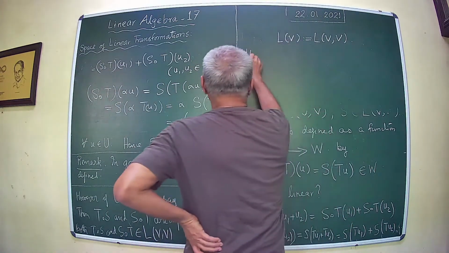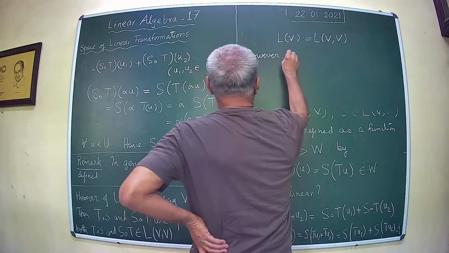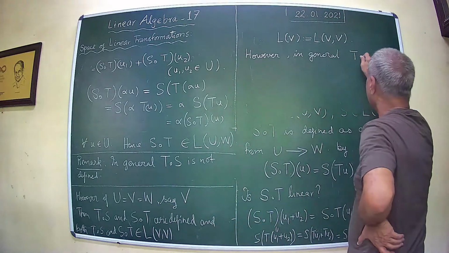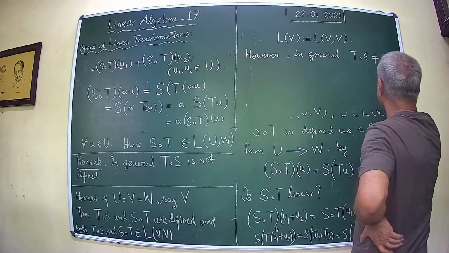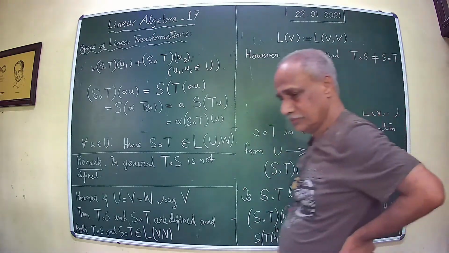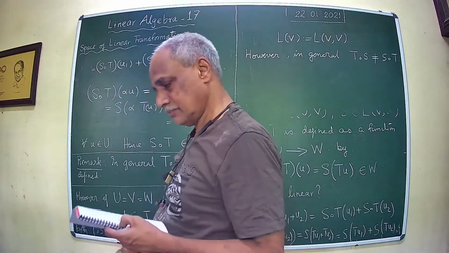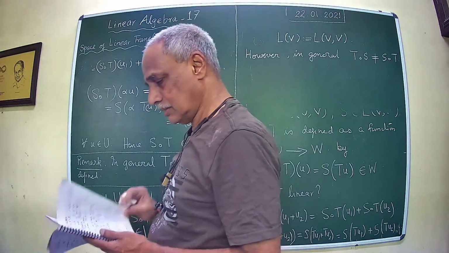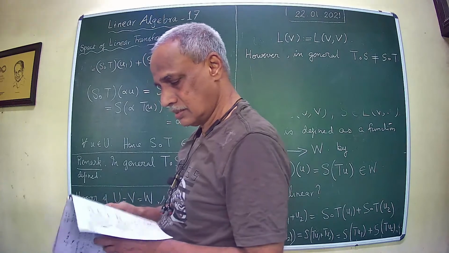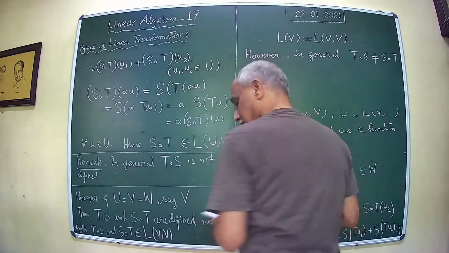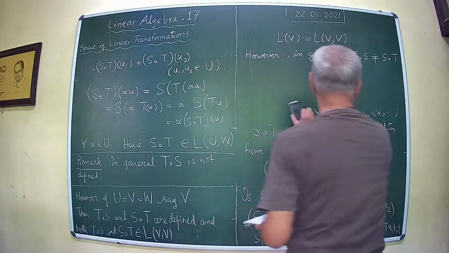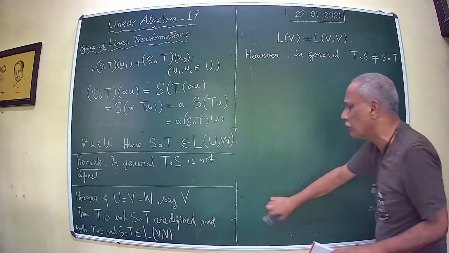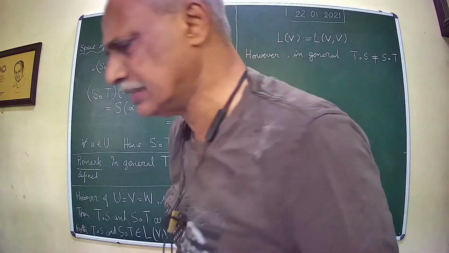However, in general, T composition S is not equal to S composition T, although both of them are defined. Okay. Right. We shall give an example for this to illustrate this point. These need not be finite dimensional spaces. Even in infinite dimensional spaces, you can define this.